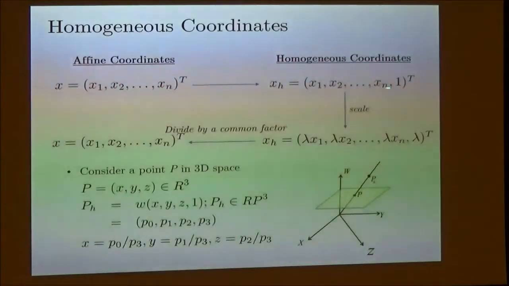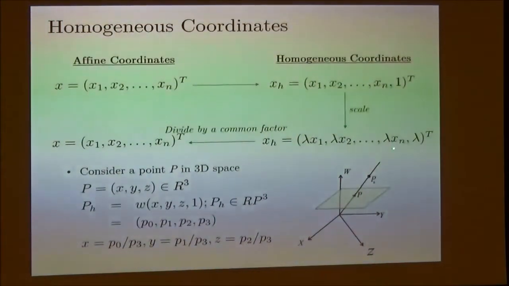Right? That's what happens. Then the idea is that we can scale this by any scaling factor. So we can multiply by lambda each of these terms. And this is not going to change anything. So both of these are actually equal to each other. They form an equivalence class in projective space.